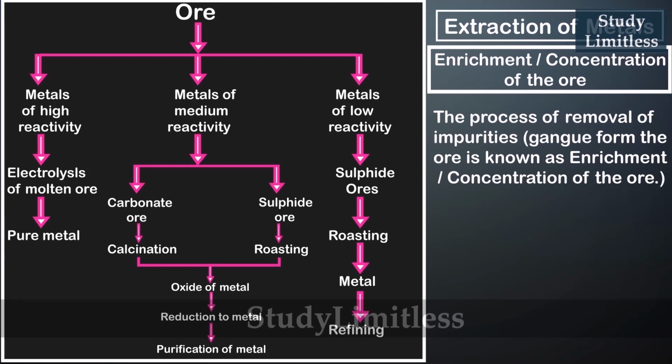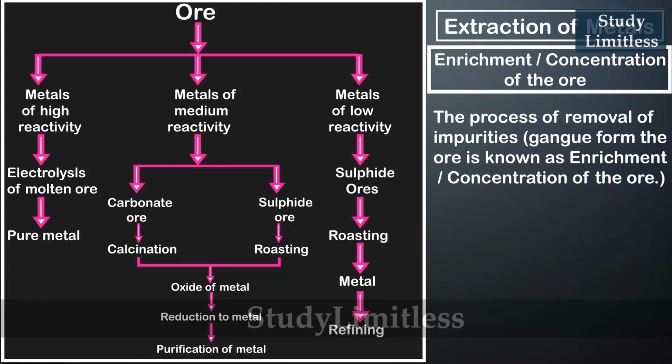These impurities have to be removed, and the process for removing the gangue is called concentration of the ore. Now, as we have said, the metals are divided into high, medium and low reactivity. Each of them has a different process. Let's start with metals of high reactivity. For the metals of high reactivity, you need a process called electrolysis of the molten ore. And then what you get is the pure metal.